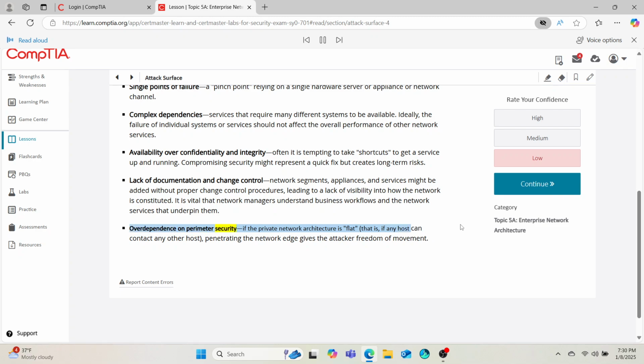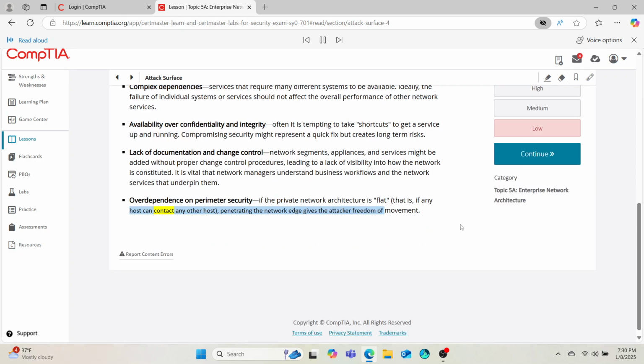Overdependence on perimeter security. If the private network architecture is flat, that is, if any host can contact any other host, penetrating the network edge gives the attacker freedom of movement.